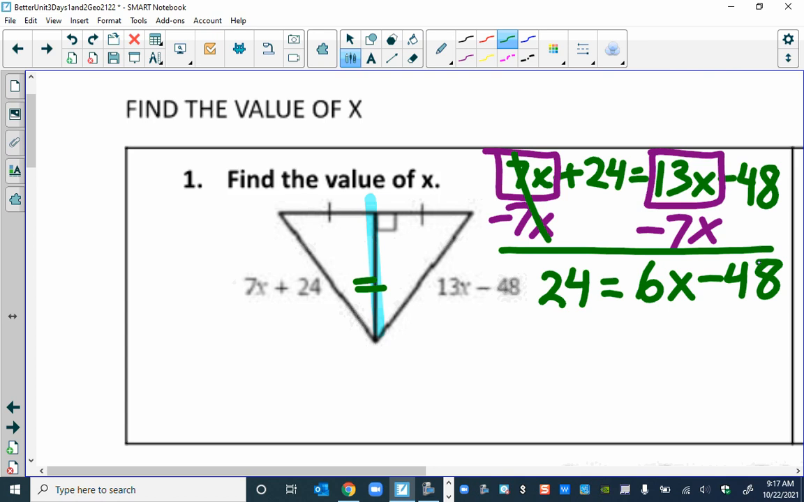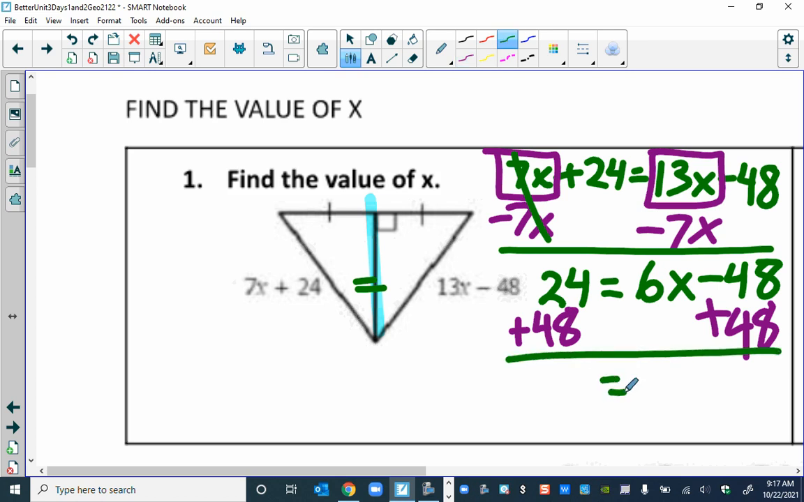Change the 48 to... So what do we have to do with the 48? Add 48 to 24. Add the 48, both sides, yes. So then what's 24 plus 48? 72. Okay, so we have 72 equals 6x. What's our last step here? Okay, do it. You're done.